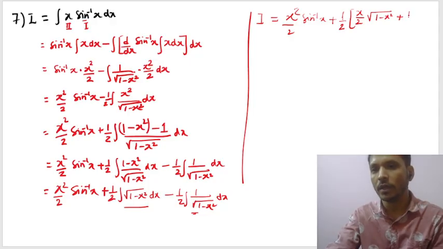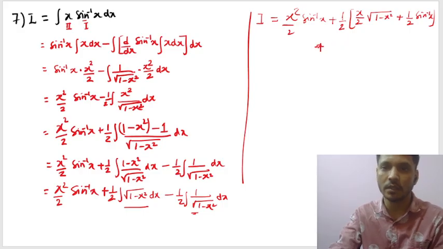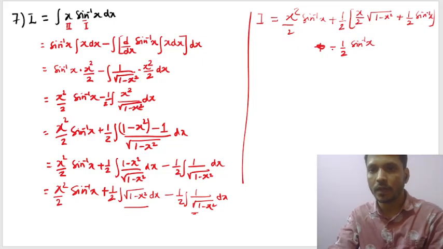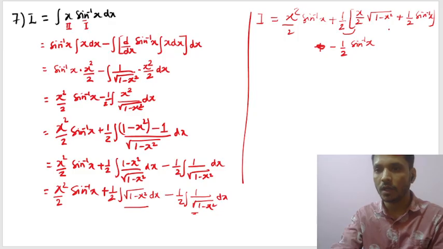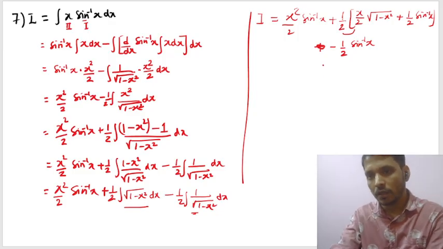So here 1 by 2, and sine inverse of x by a is sine inverse x. Here this is for the under root of 1 minus x square. Now this second one is sine inverse x. So here actually this is a minus sign. So here minus 1 by 2 sine inverse x. Right? So just one step we can do now. Here we can multiply this 2 with both, and this will be our answer.